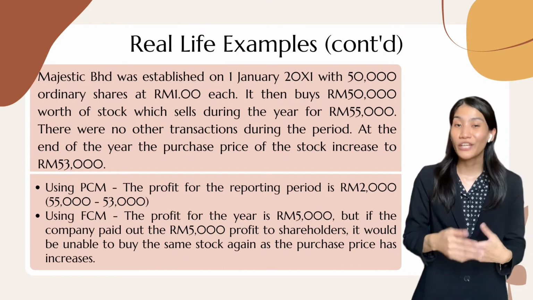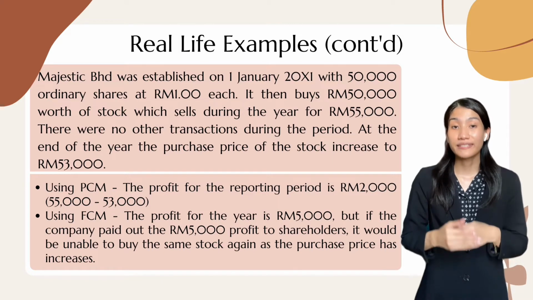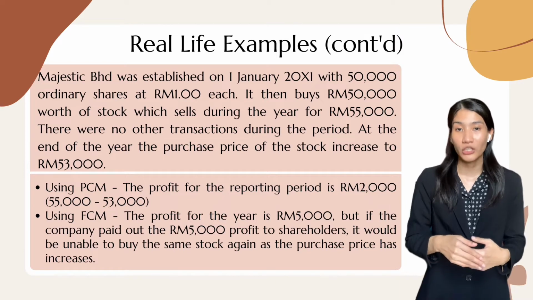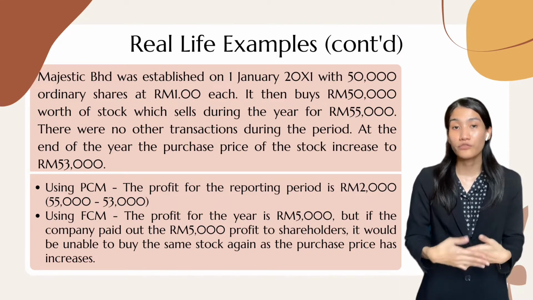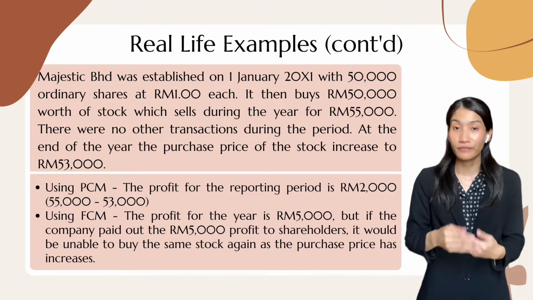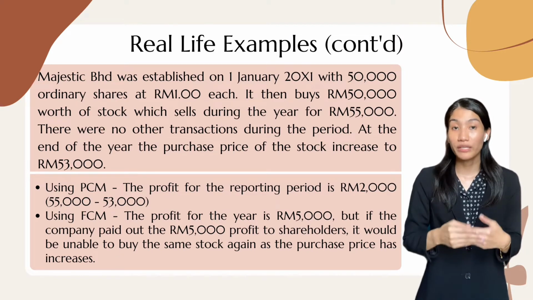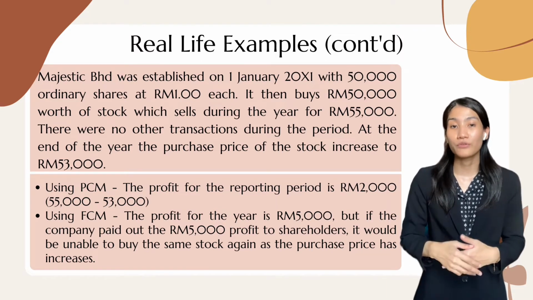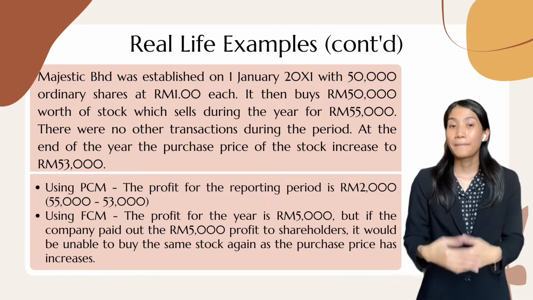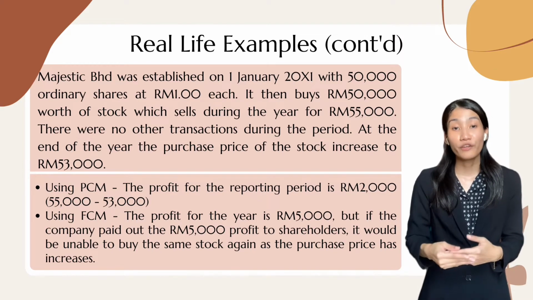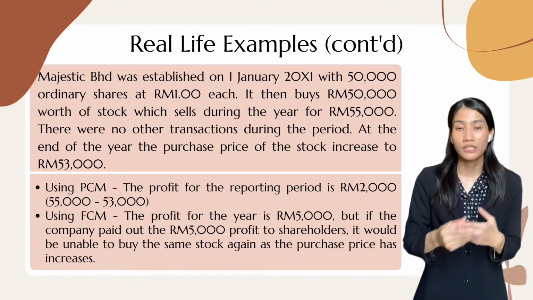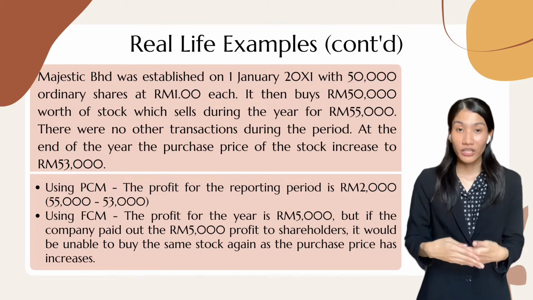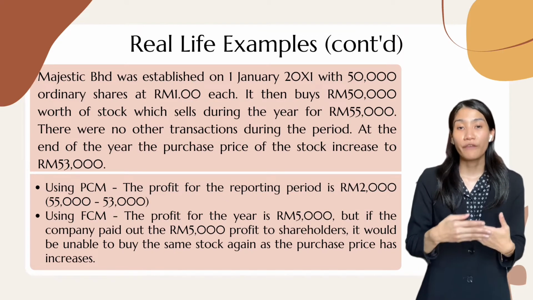In this slide, I will give you a scenario. Majestic Berhad was established on 1st January 20X1 with 50,000 ordinary shares at RM1 each. It then buys RM50,000 worth of stock, which it sells during the year for RM55,000. There were no other transactions during the period. At the end of the year, the purchase price of the stock increases to RM53,000. So, the solution is, by using physical capital maintenance, the profit for the reporting period is RM2,000, which is RM55,000 minus RM53,000. However, by using financial capital maintenance, the profit for the year is RM5,000.